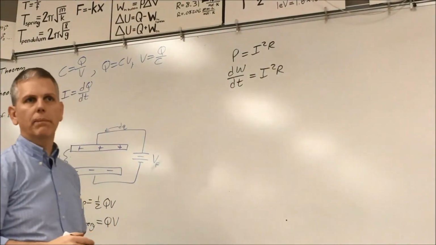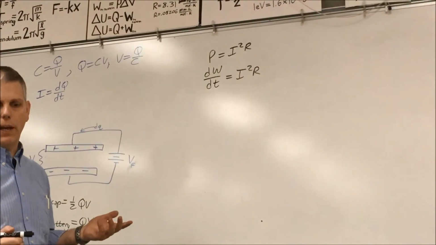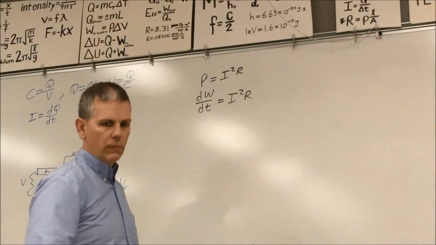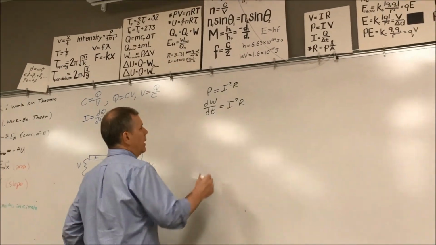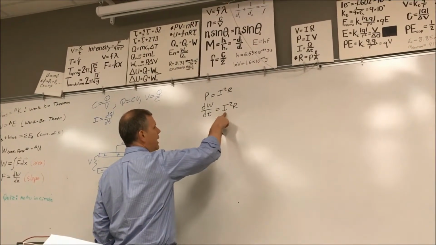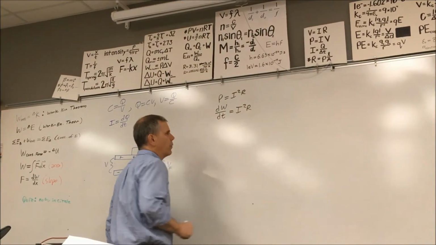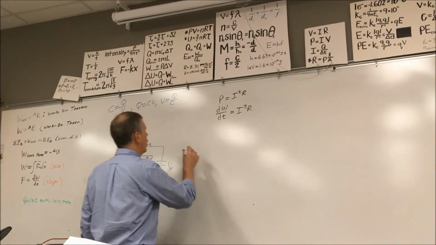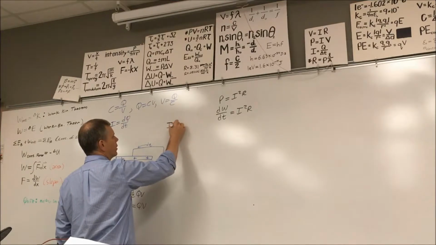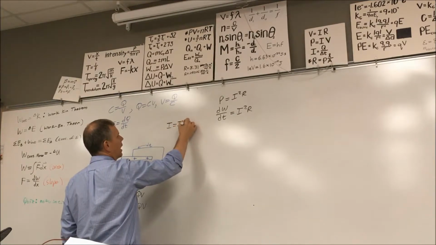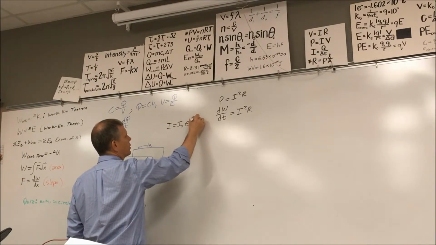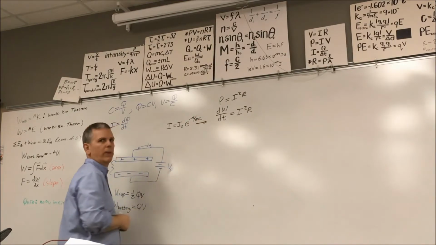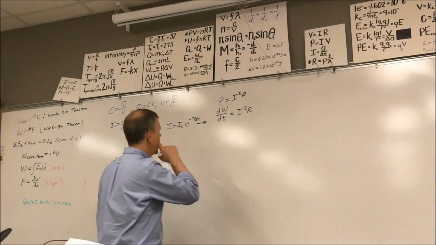Okay, we're all good with that, right? And power works over time. Yes. All right? Well, we take this I and we put in what we had before, where I for a capacitor equals I naught e to the minus t over RC. You remember that? And we're going to put that in.